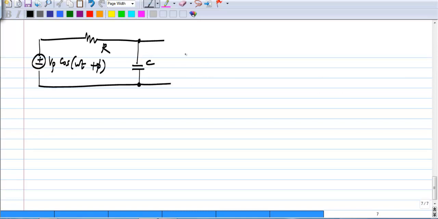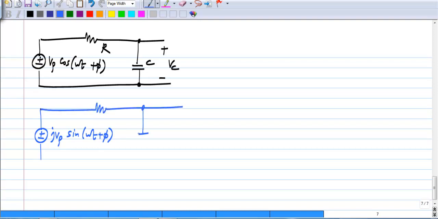Going into R and C of an RC circuit, I want to find the response Vc. Let's imagine another circuit to which we apply j Vp sine omega t plus phi, R and C, and let me call this Vc prime.